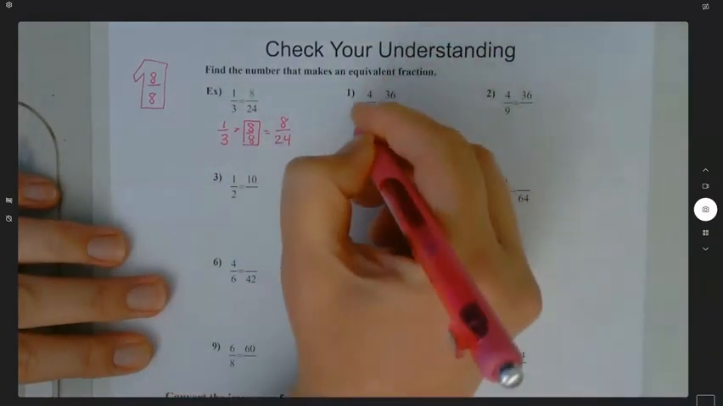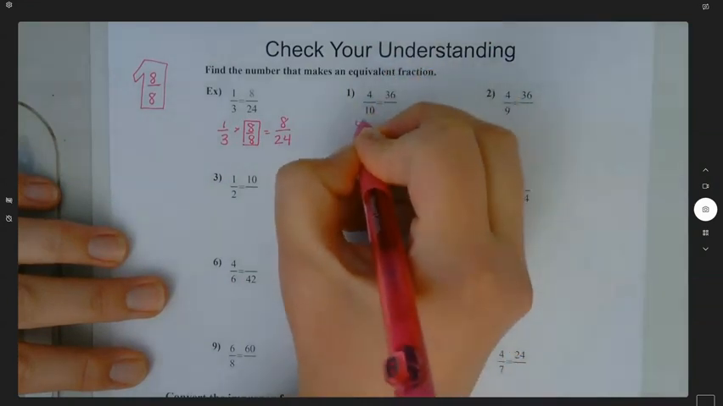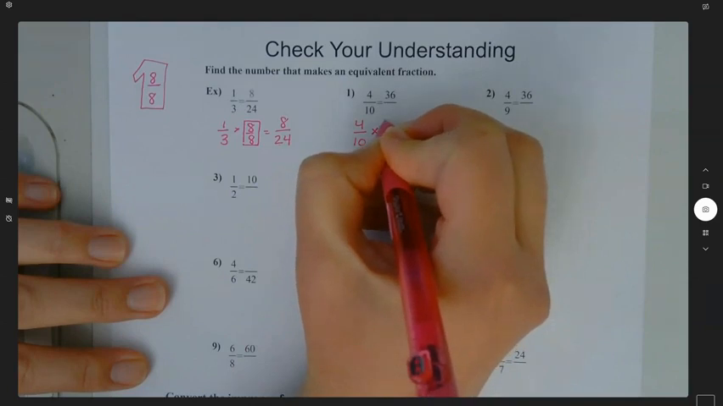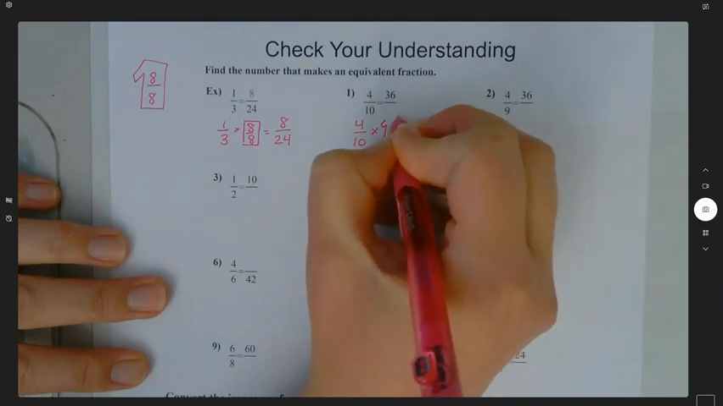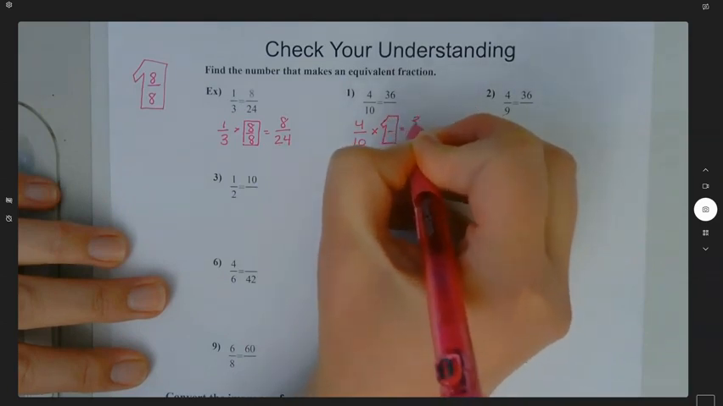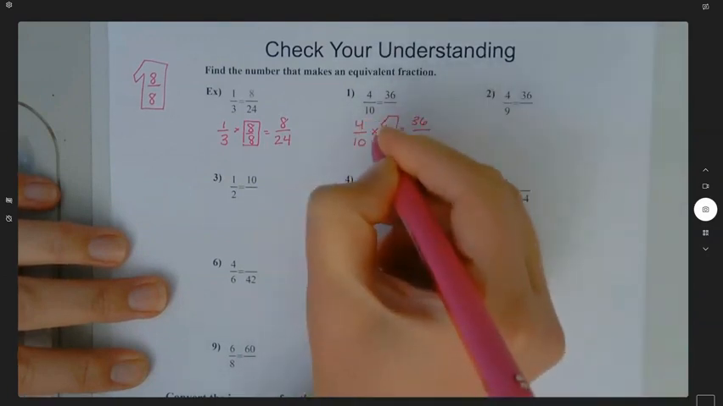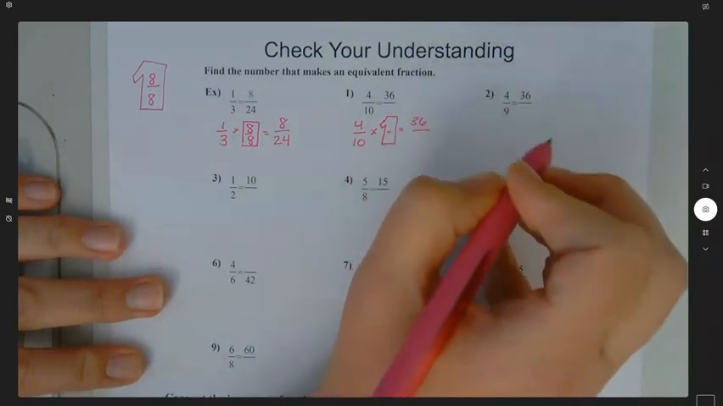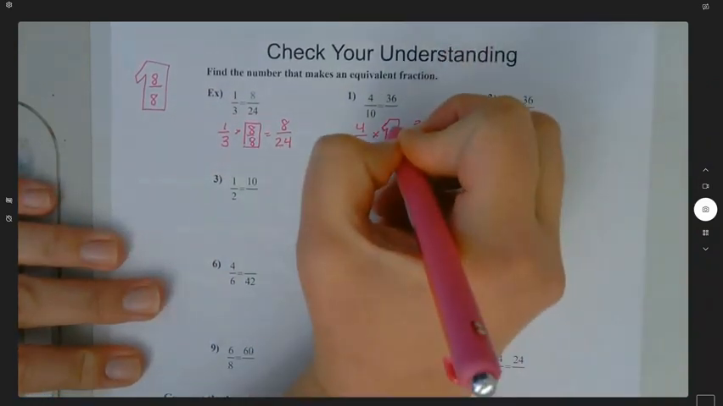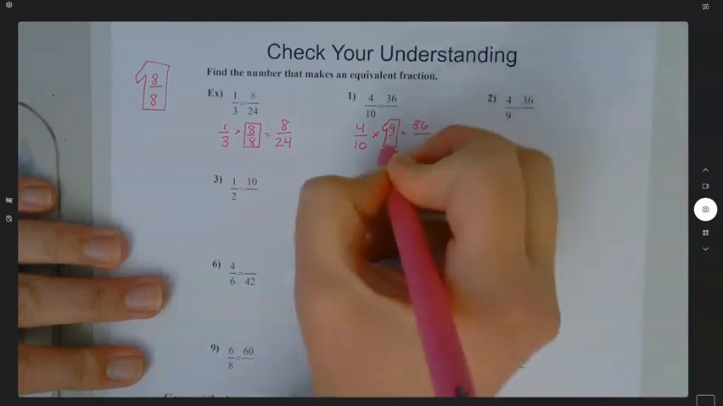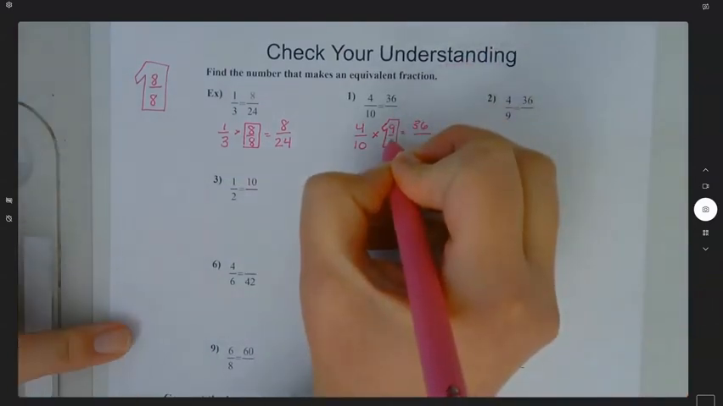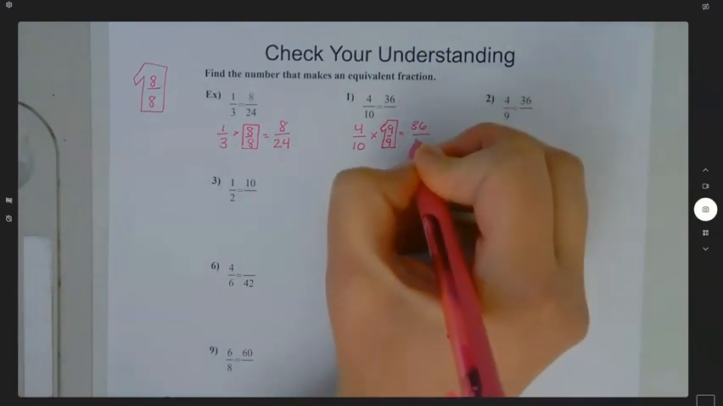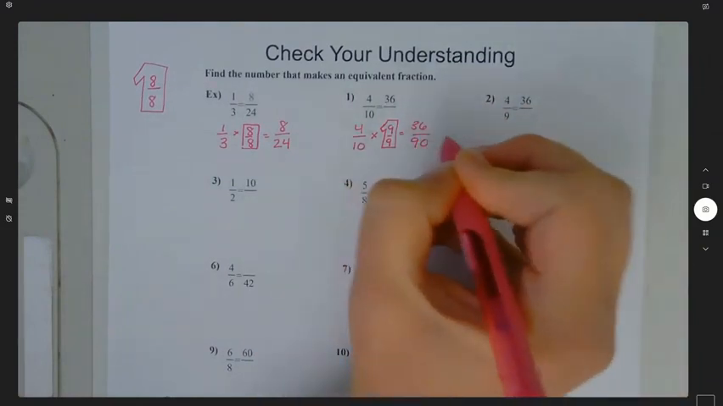So now we head over here and we start with 4/10, and we are multiplying by our 1. 4 times what would be equal to 36? And 4 times 9 is equal to 36. So then we have to multiply the bottom by 9, which would give us 90.